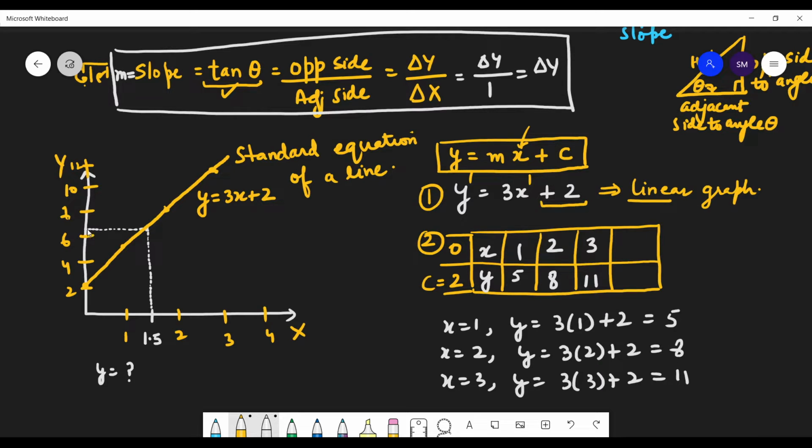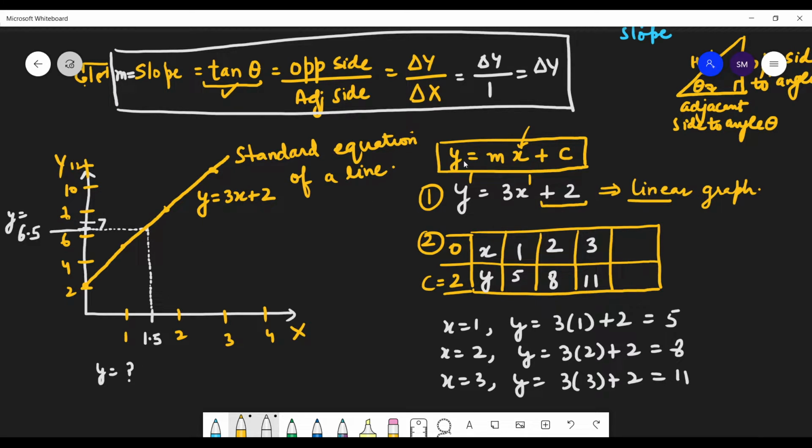So you get this point. When x equals 1.5, y will be equal to what? See, this is almost 7. So this is between 6 and 7. So how much will it be? This is 6.5. Yes?